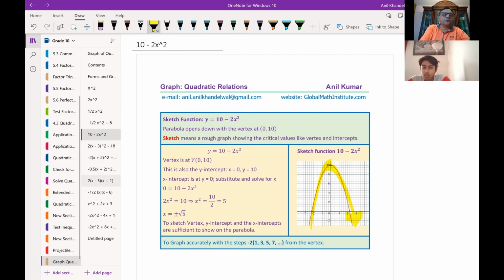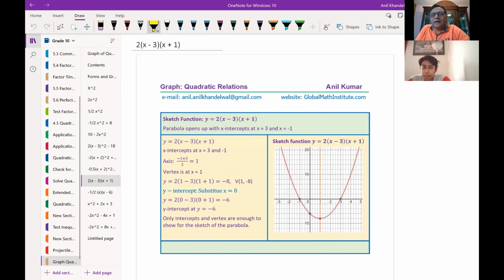Now, let's get to the real thing which you need, and that is, how do we sketch when we are given intercept form, correct?